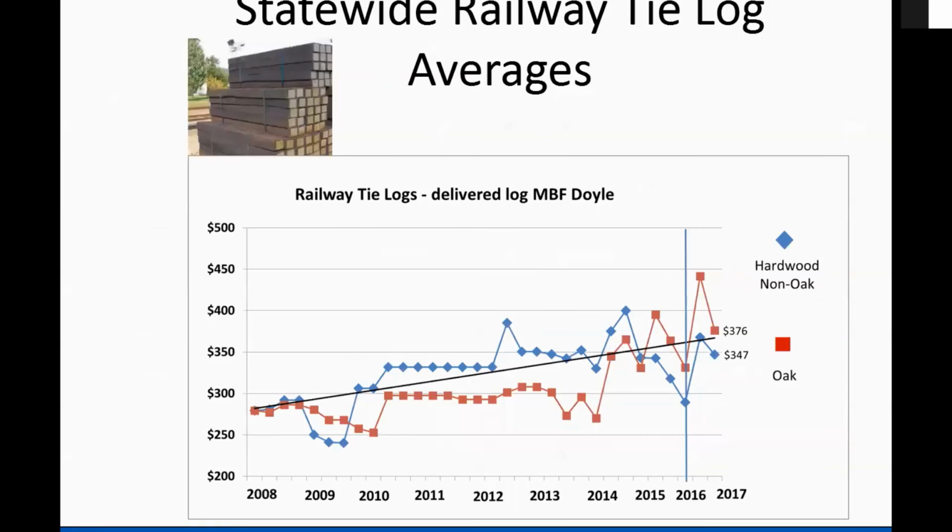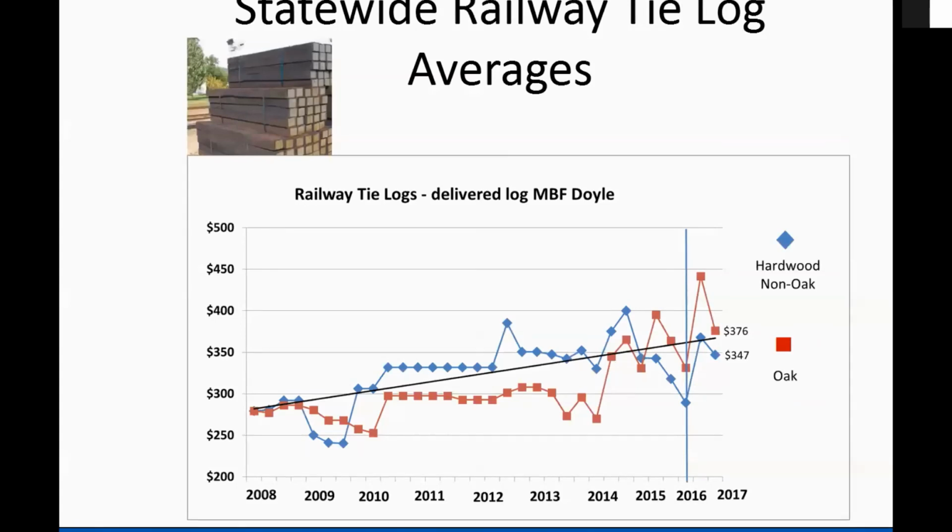So every property in the state is going to have trees that end up in industrial uses like railroad ties. They're going to have regular saw timber, lumber logs, and you're going to have maybe a small portion of veneer or stave logs or something that will go into a higher market. And so using management, you can try to increase the percentage of your trees and your timber being in those higher value markets. And just to kind of drive this home, we've got here the statewide railway tie log averages.